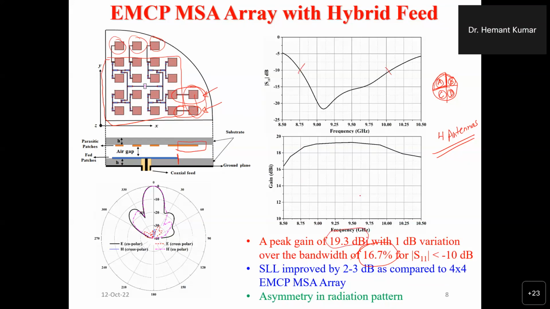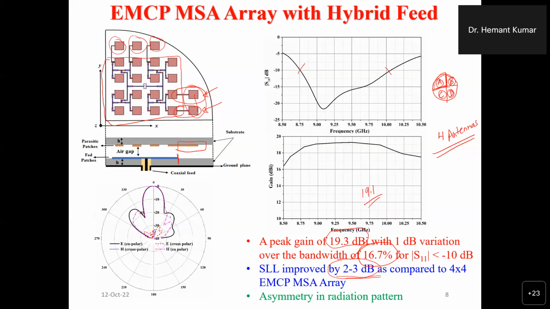In 4 by 4 we were getting 19.1, here we are getting 19.3. So a little bit of gain is improved just because we have added a few elements in series. And if you see the side lobe level, the side lobe level is improved to minus 15 dB. So it is improved by a value of 2 to 3 dB compared to the corporate feeding technique. And this improvement is because we have added these elements. And this can be seen from this radiation pattern.